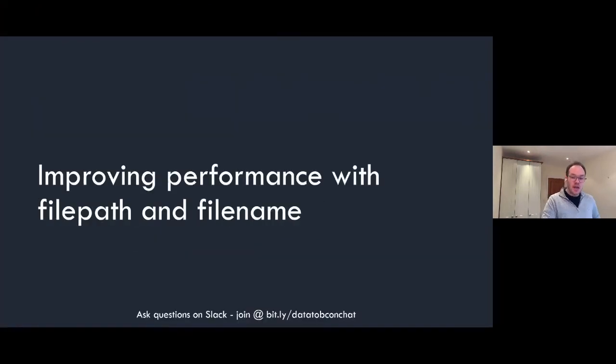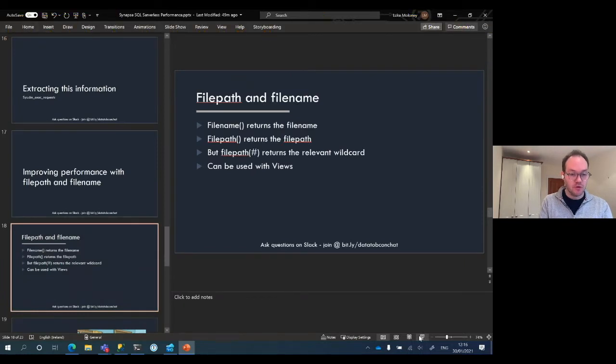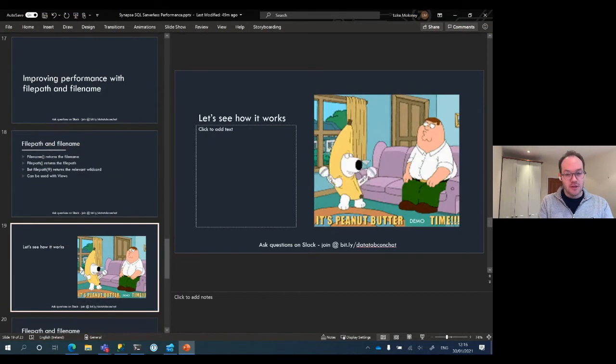So the next best practice that comes up is, okay, we can improve performance with the file path and the file name functions. Andy also introduced these constructs. For those who weren't in his session, I think there's a recording, and he's going to publish the slides, so have a look through that. File name is a function that's going to return the actual file name. It says what it does on the box, and file path is going to return the file path. But file path with a number returns the relevant wildcard, and we can actually use that with views. So let's have a look.